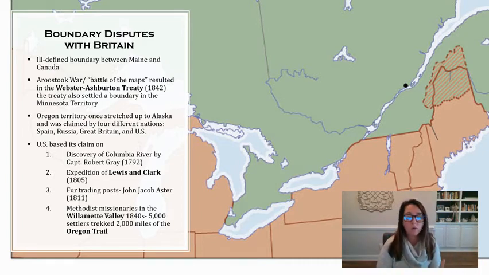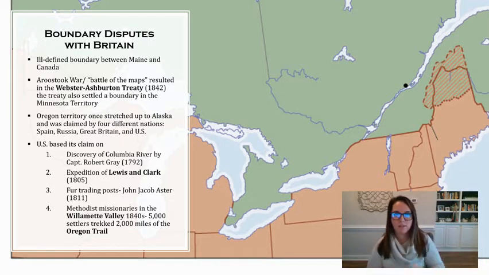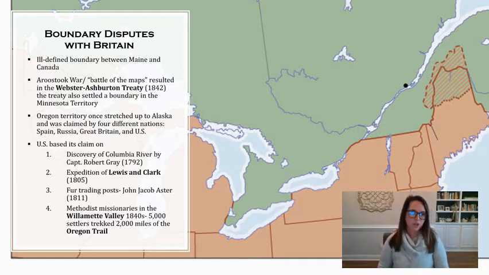And basically you have 4 different countries that have been dabbling in claiming the land over the last 100 years or so. The United States is going to base its claim on the fact that Americans had discovered the Columbia River. The biggest one, I think, was the fact that way back in 1805, Lewis and Clark, as a part of their expedition exploring the Louisiana Territory, went all the way to the Pacific as they were looking for that Northwest Passage.